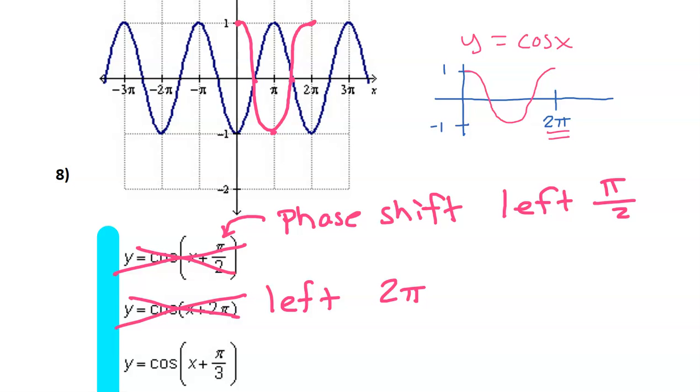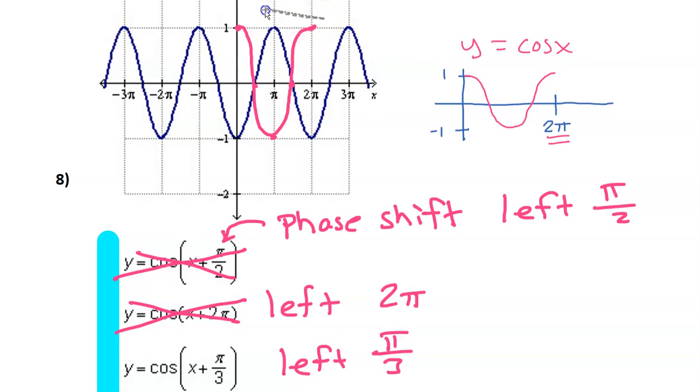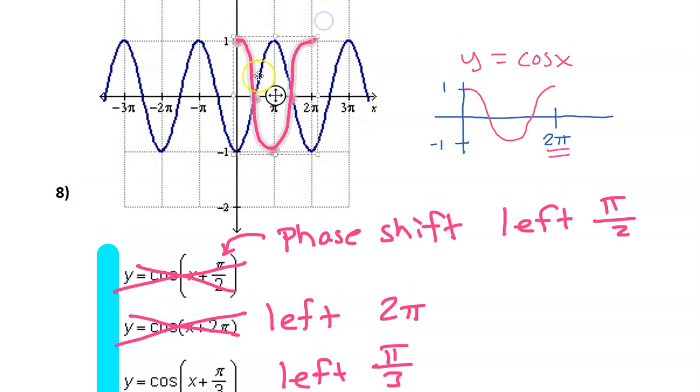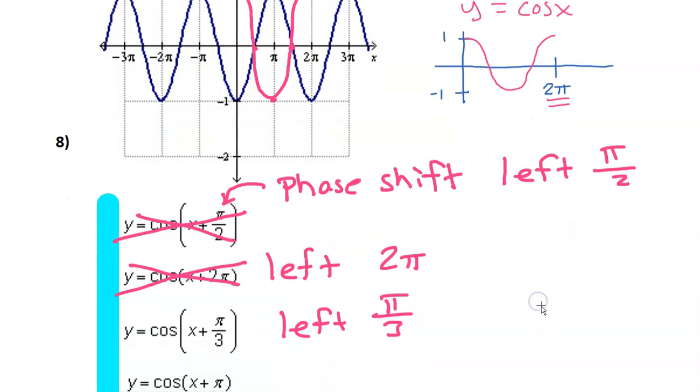Anyway, the next one has a plus pi over 3. That is left pi over 3, left 1/3 of a pi. So that's going to be left 1/3 of a square. I'm just moving it over a tiny bit. If this was the answer, this would match the graph perfectly, and it does not. So this is not going to be the answer.